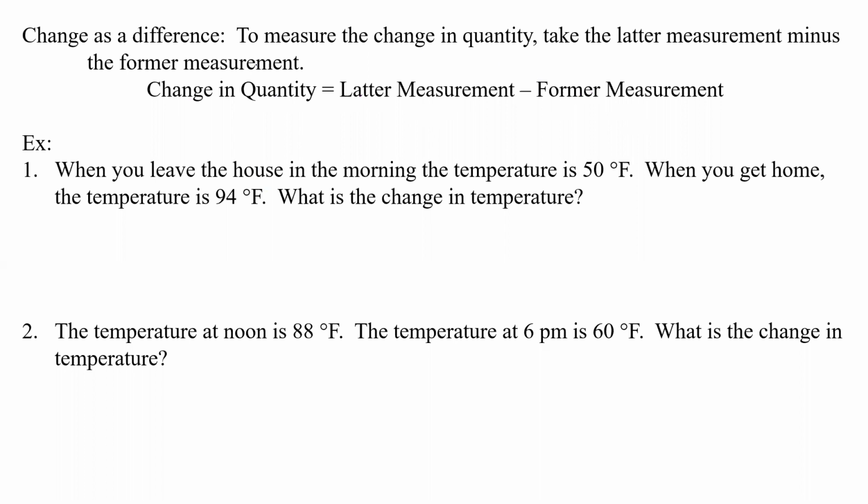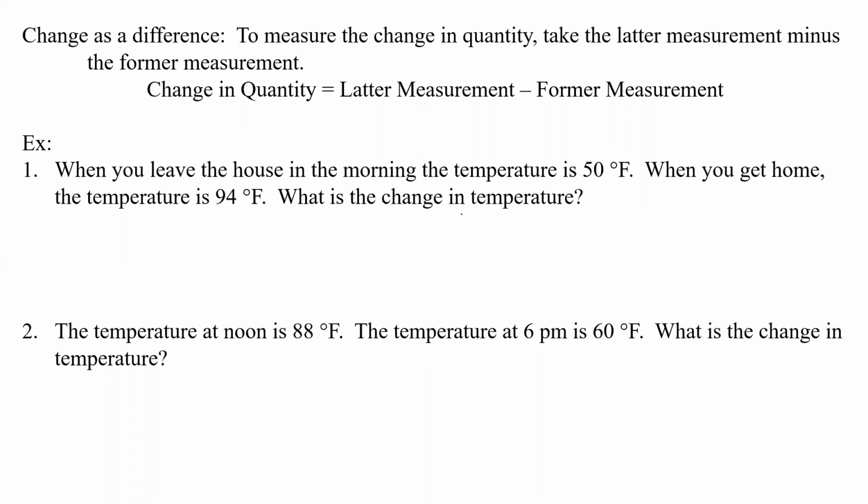Because we're wanting to know change from morning to afternoon or afternoon to night. And so we need to know which one's first, which one's second. For example, when you leave the house in the morning, it's 50 degrees Fahrenheit. When you get home, the temperature is 94 degrees. What is the change in temperature?